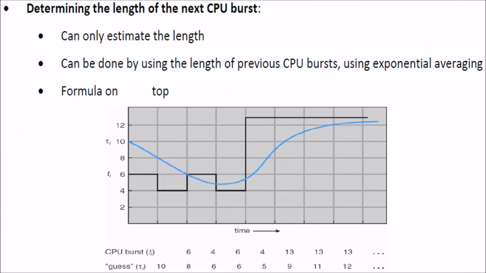How to determine the length of the next CPU burst? You can estimate it. There are various ways, like using the length of the previous CPU burst. You can use exponential averaging and guess the time. If it has taken this much time previously, what is it going to take next? This is how it can be implemented.